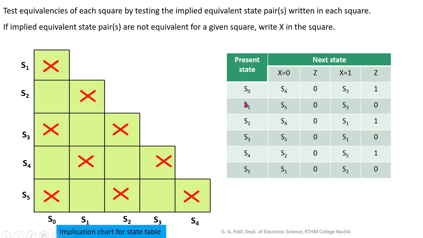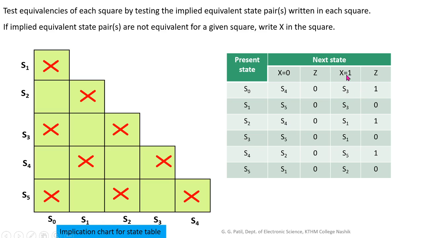S0 and S2. S0 and S2. We know that their outputs are the same, so we have left it blank. Let us see the implied state pairs by which these states may be equivalent. So S0 S2, under x equals 0, the next state is S4 and S4. Each state is equivalent to itself, so S4 is not to be written in that square.